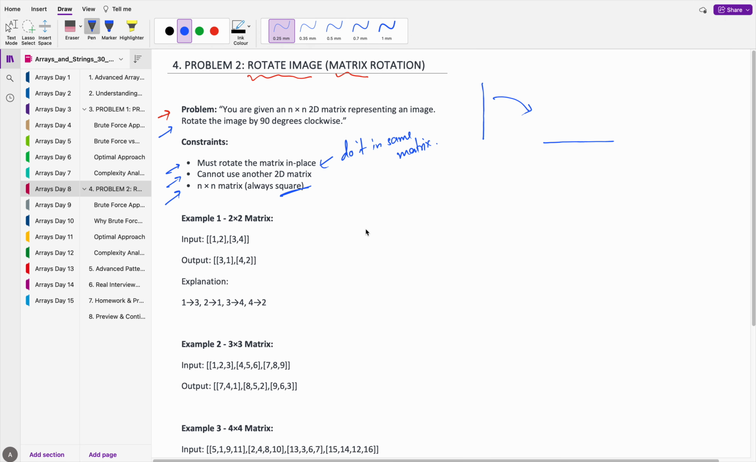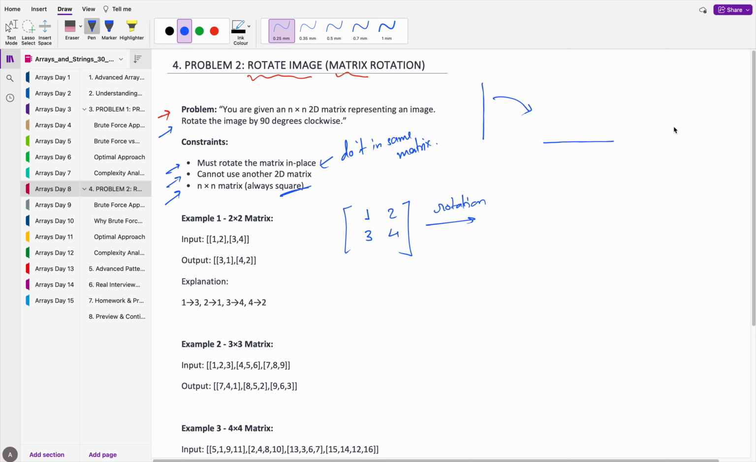So let's have an example. Consider this. Let's say array given is 1, 2, and 3, 4. This is a 2D array. Okay, 1, 2, and 3, 4 matrix is given. So after rotation, it would look like, okay. So if something is like this, it will be rotated, you know.